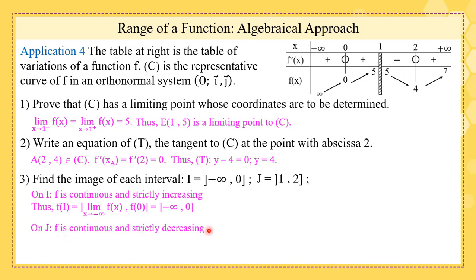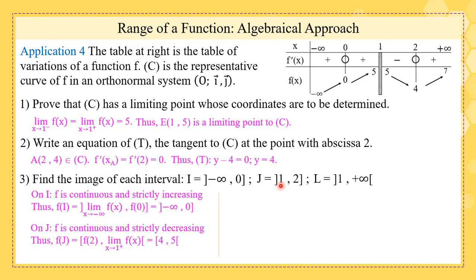f is continuous and strictly decreasing. So if this is the interval, f of a j would be f of 2, and the limit, we flip the boundaries because the function is strictly decreasing, and f of 2 is 4. This is 4, and the limit as x tends to 1 plus is 5. Remember, this is 1, so in this case, we don't take f of 1, we take the limit as x tends to 1 plus.